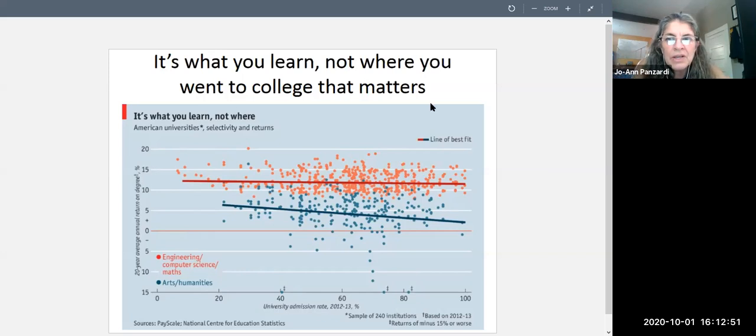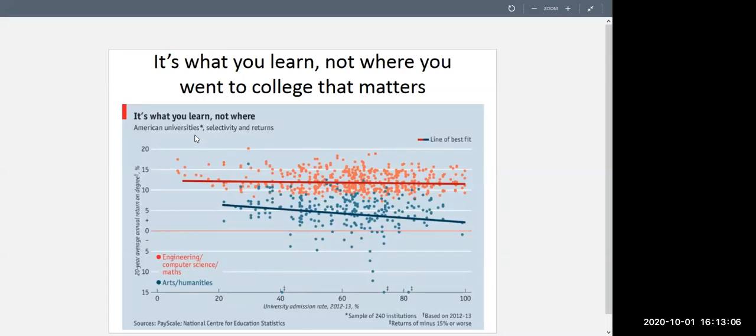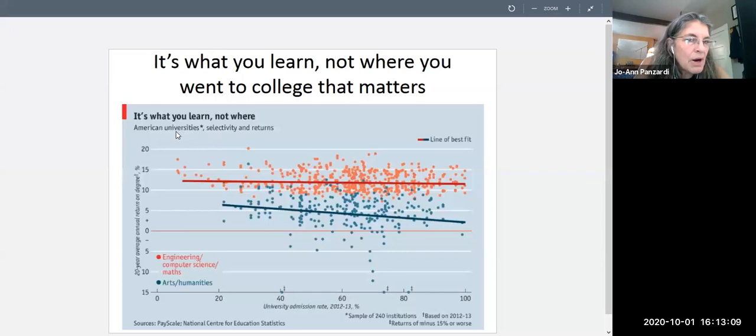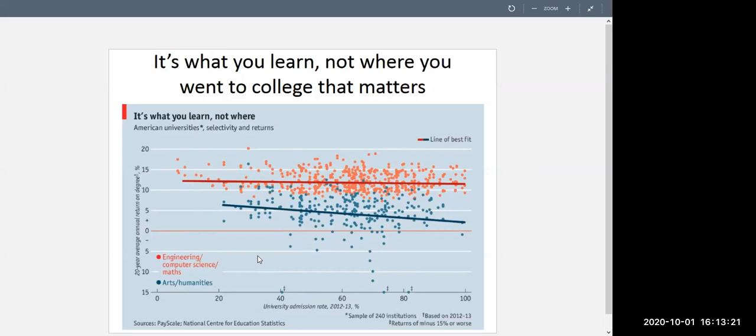Let's take a look at this now. Daniel D., are we talking about international universities or American? It looks like American. It is American because it says American. Then Nick F., what's the difference between the red and the blue? One is the degree in engineering, computer science, and maths, and the other is arts and humanities. The dots are the lines.